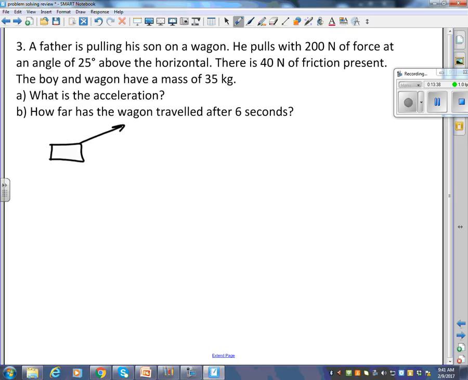Okay, so we got this. 200 newtons is applied at an angle of 25 degrees. There is 40 newtons of friction present. The mass is 5. What is the acceleration? We are solving for a. How am I going to get acceleration out of a bunch of force stuff? F net equals ma. So that leads you to, okay, I got to find the net force. Okay, the net force is the sum of all the forces.